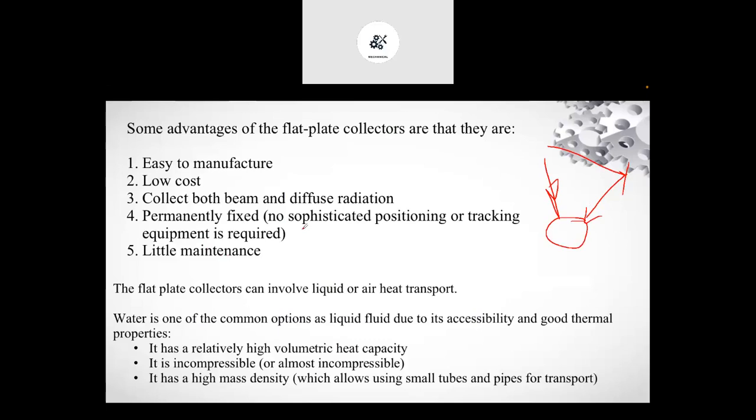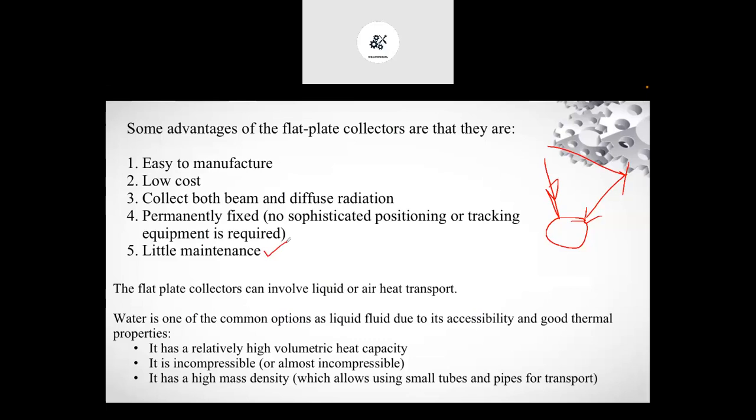We can permanently fix that particular construction, that particular device, and no tracking device or tracking equipment is required in the flat plate collector, and it has very little maintenance. That is important because the construction cost is very low in the case of the flat plate collector, so the maintenance is also going to be less.